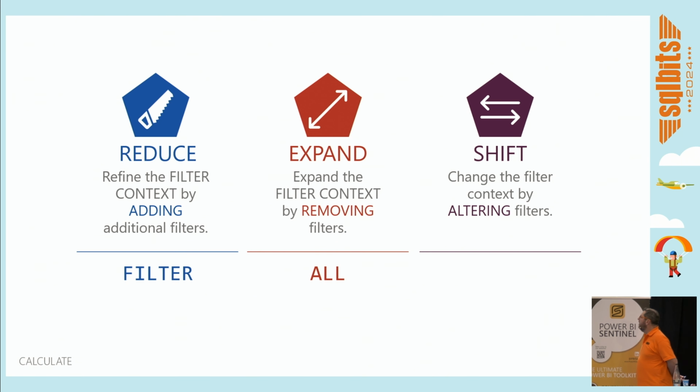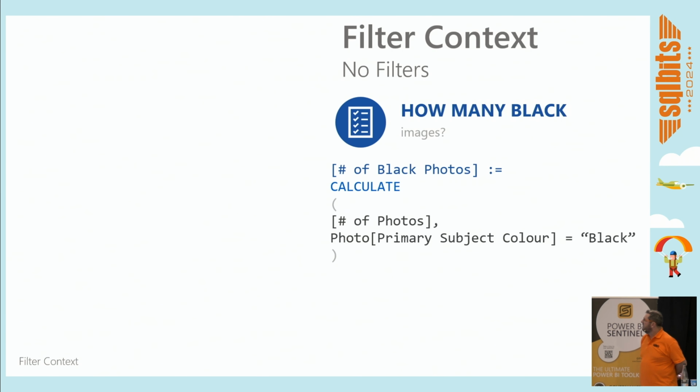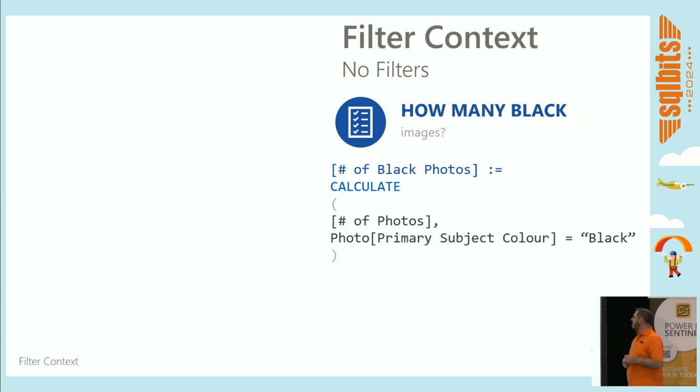And then the third thing we can do is we can change the filter context by altering the filters. And there are lots of different ways. So I think this one, we have got a visual example here, and then we'll pop into Power BI. So how many black photos, sorry, maybe it should be, how many photos of black animals have we got in our data set? So all we're doing here is basically we're saying, calculate the number of photos. Number of photos is a measure that we've seen over and over again already. But introduce this filter. We only want to see the photos where the primary subject color is black.